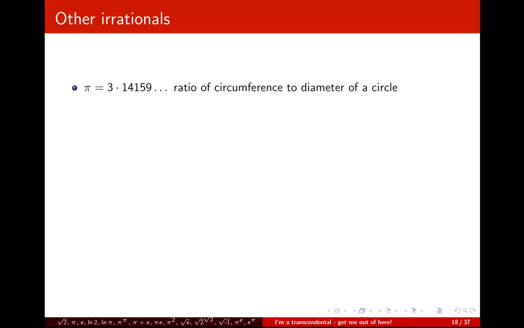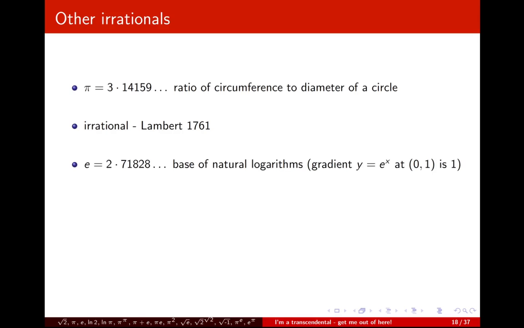Pi is also an irrational number. This was shown in 1761. E, the base of natural logarithms, is also an irrational number. That represents the area under the graph y equal 1 over x between x equal 1 and x equal e being 1. So that was shown to be irrational by Euler in 1737.